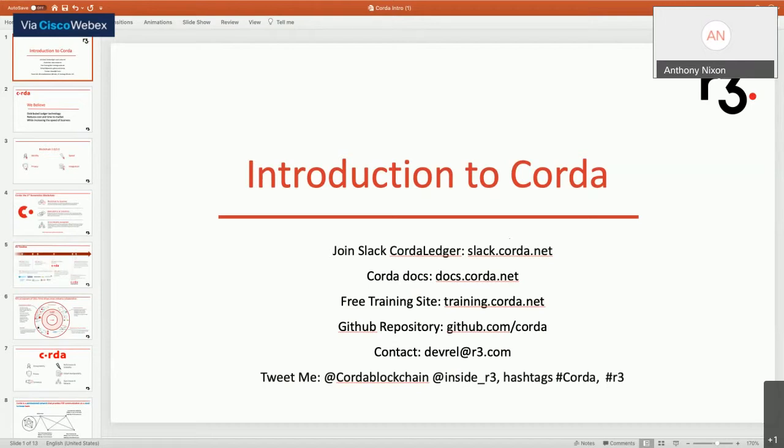So what are we going to cover in this introduction? I will start with a brief overview of general blockchains, their advantages and disadvantages, how Corda differs from other blockchain platforms, a quick overview of our company, a high-level overview of the main Corda components, and we finish with a small example. So let's start our presentation.